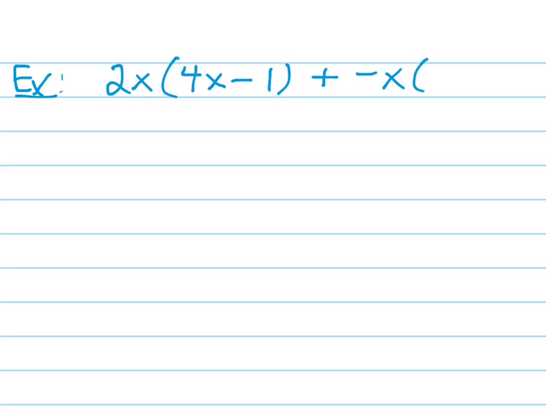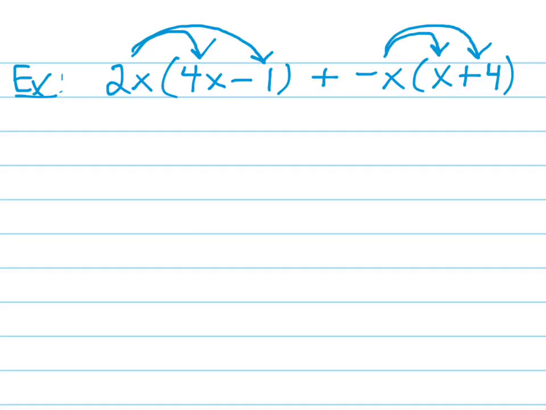So let's try something like this. Let's see, 2x outside of 4x minus 1 plus negative x outside of x plus 4. So we got a big expression here that we have to distribute actually twice. So you can see I got 2 sets of brackets, and I have to distribute it twice. So I'll do that first.